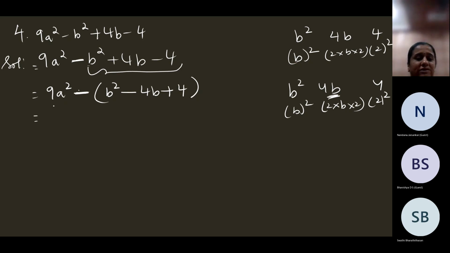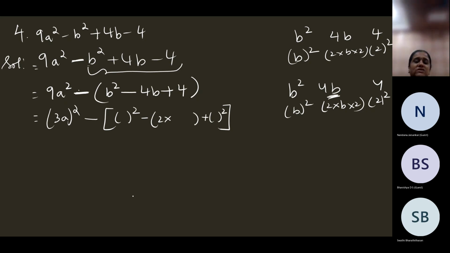Now, you can write 9a square as 3a the whole square, minus, here use a square bracket, x square minus 2xy plus y square. Understand, children? Yes, ma'am. Now, what should I fill in the blank? B. Here? 2 square. Okay. And here, 2 into b into 2. Yeah. Are we getting 4b, which is the middle term? Yes, ma'am.